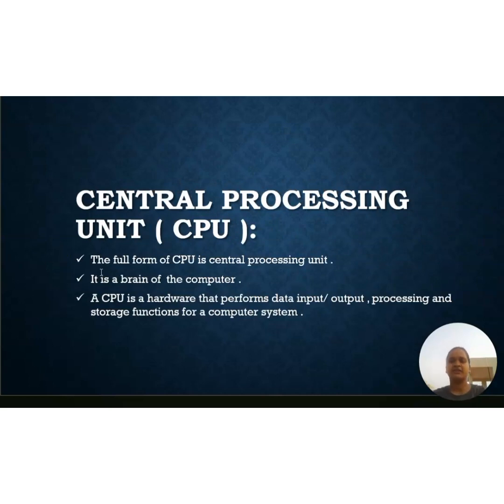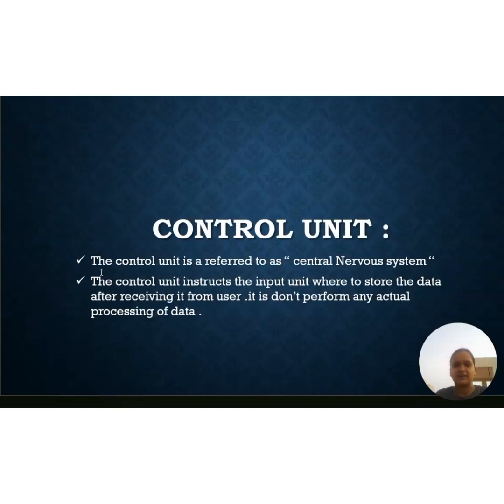What is a central processing unit? CPU is the short form of central processing unit. It is considered the brain of the computer. The CPU is the hardware component that performs the data input, output, processing, and storage functions for computer systems.